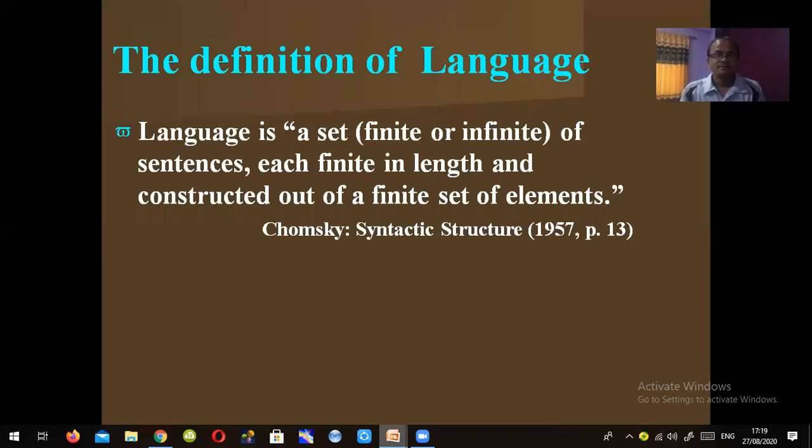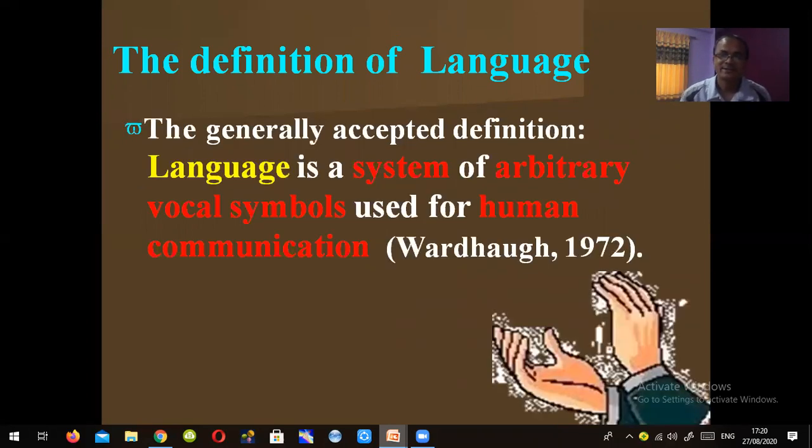Another definition is here in Chomsky's Syntactic Structures. It says language is a set, which can be finite or infinite, of sentences, each finite in length and constructed out of a finite set of elements. Maybe talking about principles and parameters theory, from a finite set of rules, we can generate an infinite number of sentences.